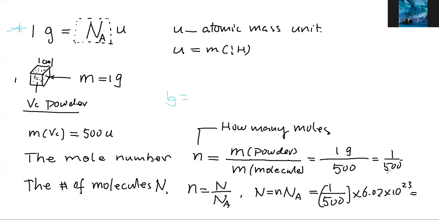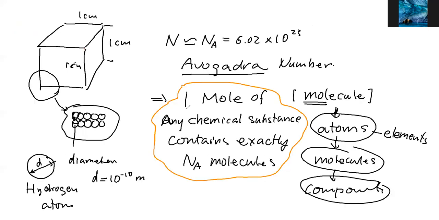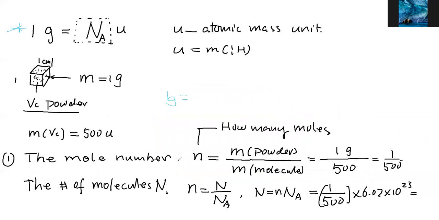Perhaps this question is a little bit challenging for you, right? Yeah. So basically, I just recall some of the basic ideas. If you go back, it's probably this, just an introduction to the mole. According to Avogadro, one mole of any chemical substance contains exactly this number of molecules, right? That's one mole. So how to obtain the mole numbers? How to determine the mole? You have to work out first how many moles. In this case, we first have to work out the mole numbers.